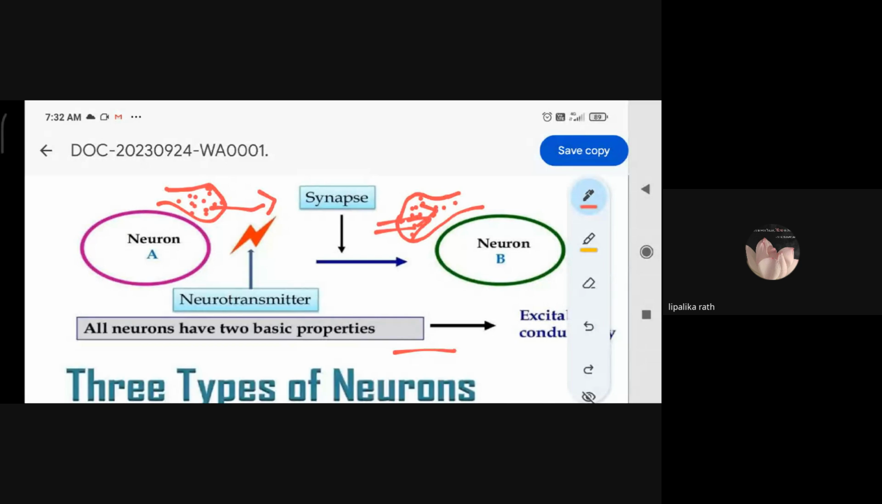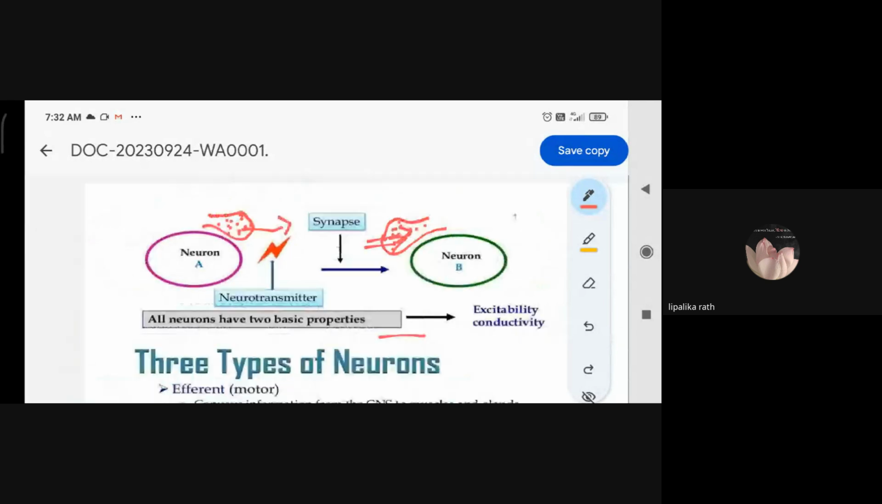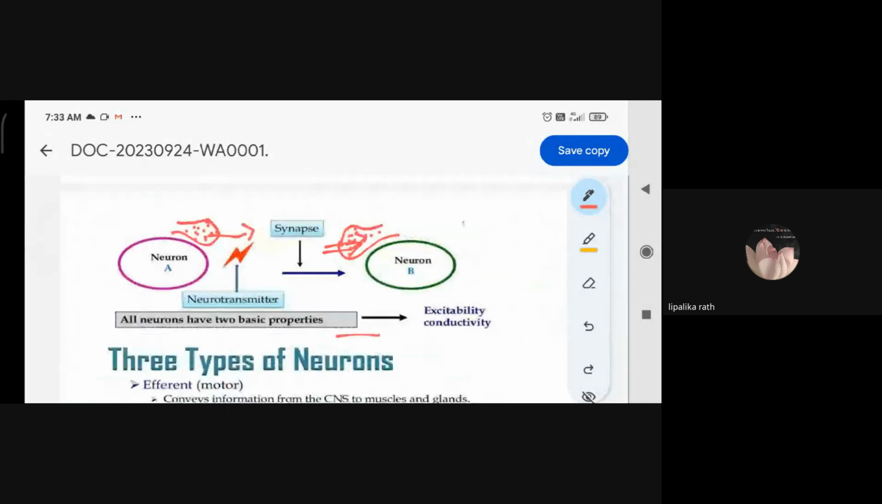Okay. So, that is what is shown here. Neuron A's neurotransmitter is helping, in the synapse, to carry the information to the dendrite of neuron B. All neurons have basic properties: excitability and conductivity.